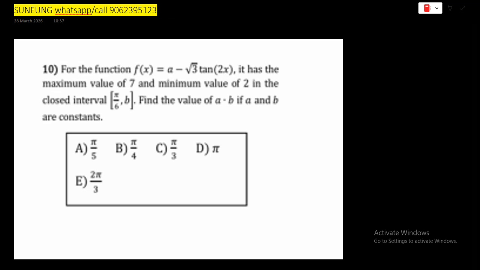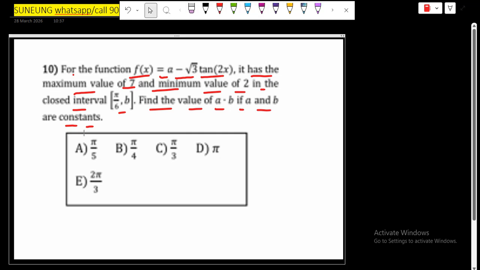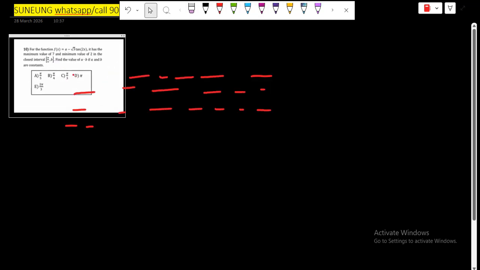Okay, so first look at the question. For the function f(x) is equal to a minus root 3 tan 2x, it has the maximum value of 7 and the minimum value of 2 in the closed interval pi by 6 to b. Find the value of a into b, if a and b are constants. There are 5 options. Let's solve this together.